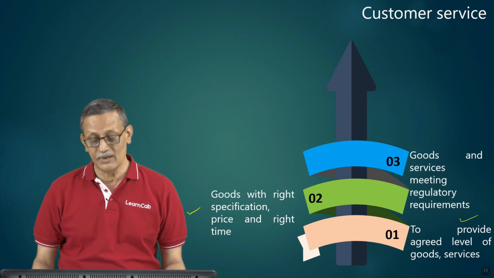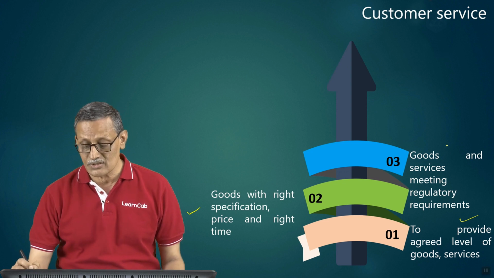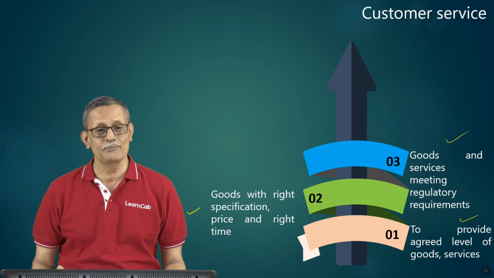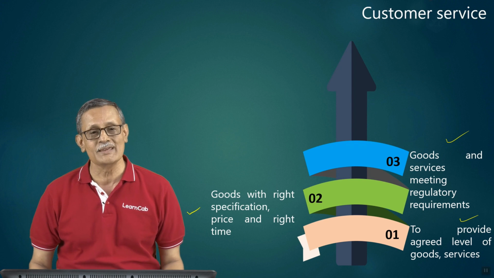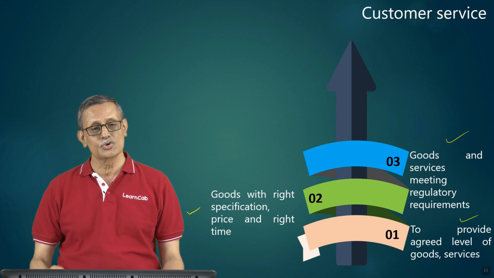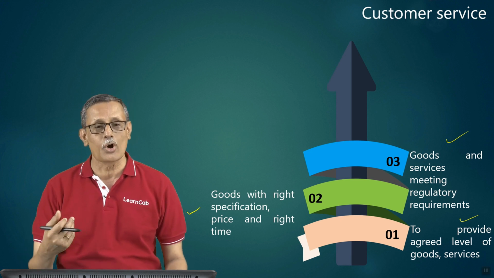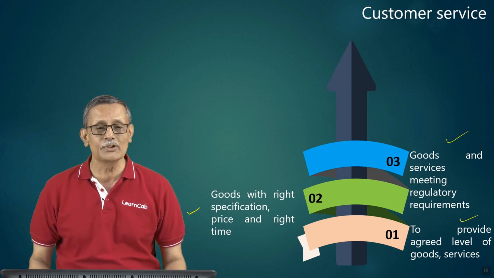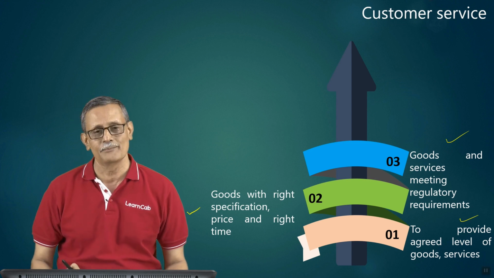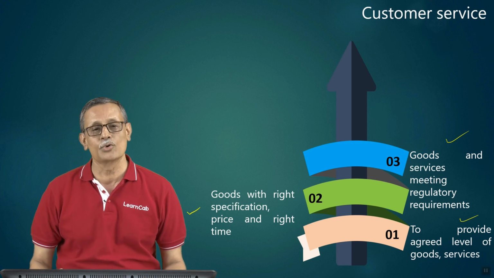Goods and services meeting regulatory requirements. See, there are a number of regulations in many countries. A simple example of regulations is pollution norms. Now suppose you make sugarcane and you leave the bagasse and all those outputs which are not useful into a river, or pollute the river which is going nearby.